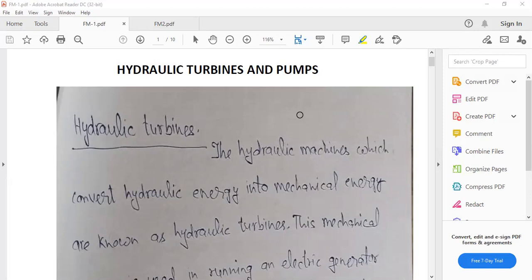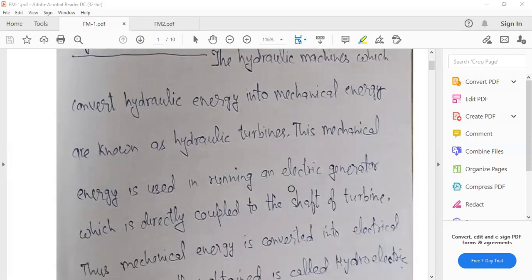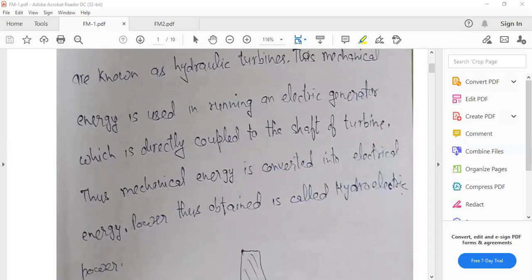Now, the machines which convert the energy of water into mechanical power or mechanical energy, those machines are known as hydraulic turbines. Now, this mechanical power or mechanical energy is used in running an electric generator, which is directly coupled to the shaft of the turbine. Thus, mechanical energy is converted into electrical energy, and power thus obtained is called hydroelectric power.